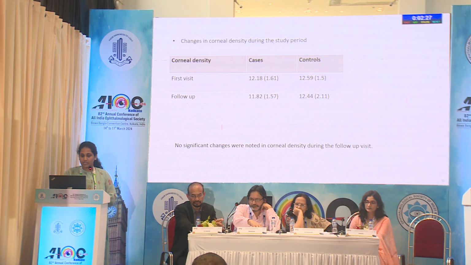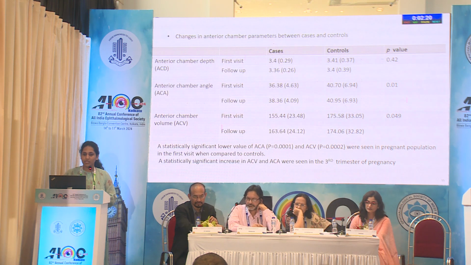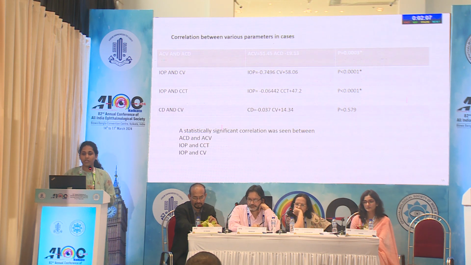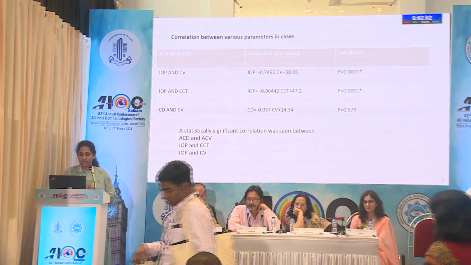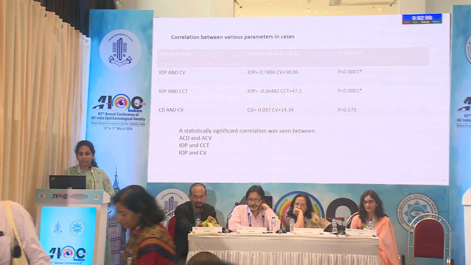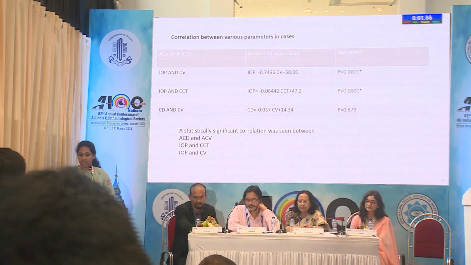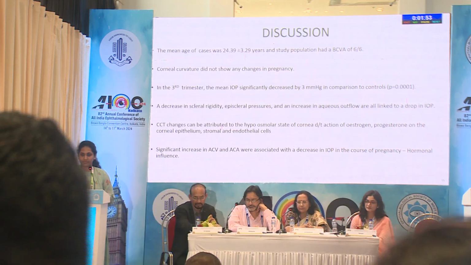The corneal density has no significant changes in both cases and controls during the first and third trimester. Among anterior chamber depth, angle, and volume, the anterior chamber angle and anterior chamber volume have shown a statistically significant increase in the third trimester of pregnancy. On performing various correlation analyses, there is a statistically significant correlation between intraocular pressure and corneal volume, intraocular pressure and CCT, and corneal density and corneal volume.